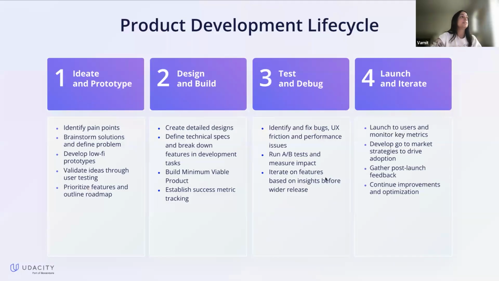Product managers tend to own the product development lifecycle. This, again, doesn't really change company to company. It's a pretty generic life cycle that we manage, and the different phases of it are ideating and prototyping. So this is where you identify the problem and then prototype and try to figure out how you're going to solve that problem. You move on to designing and building. This is where you bring your designers and engineers together to build the right solution.